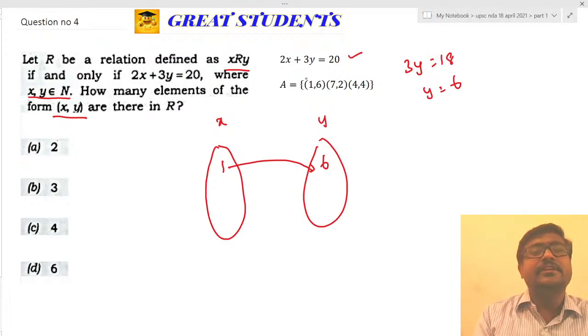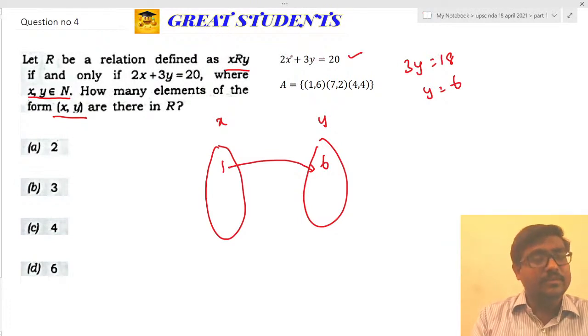Another, trial and error. Next I can try 2. It's a natural number, no other choice, we have to do that. Trial and error only. If I substitute x equal to 2, I will get 4, but the remaining 3y has to be 16. So y cannot be a natural number, so x equal to 2 is not possible.